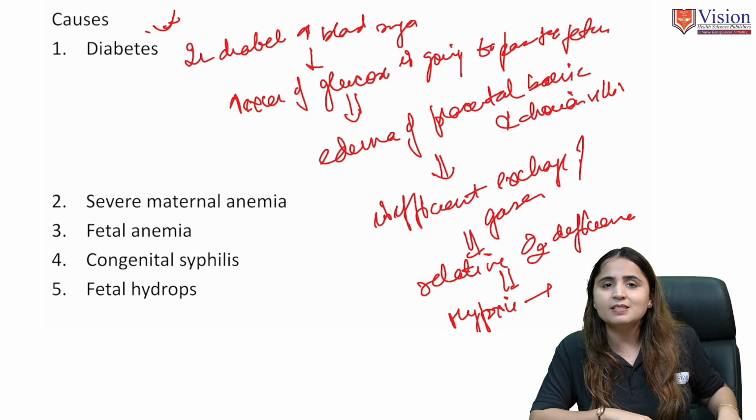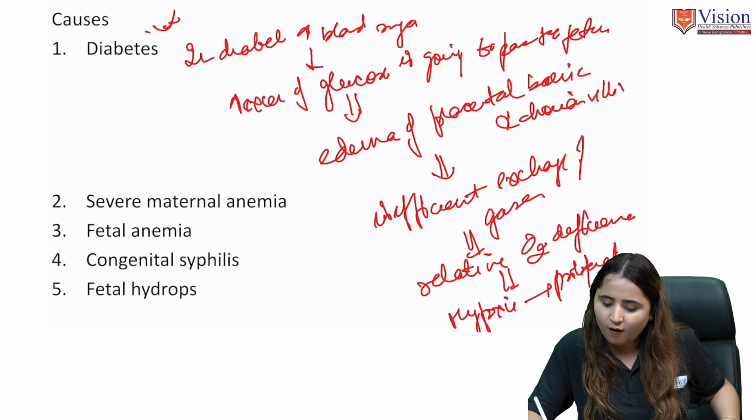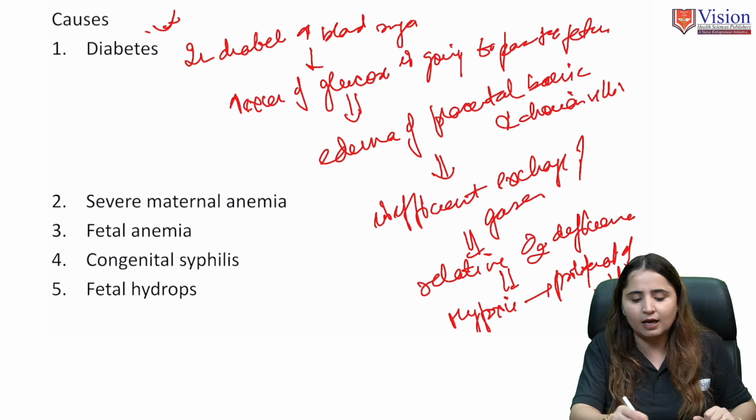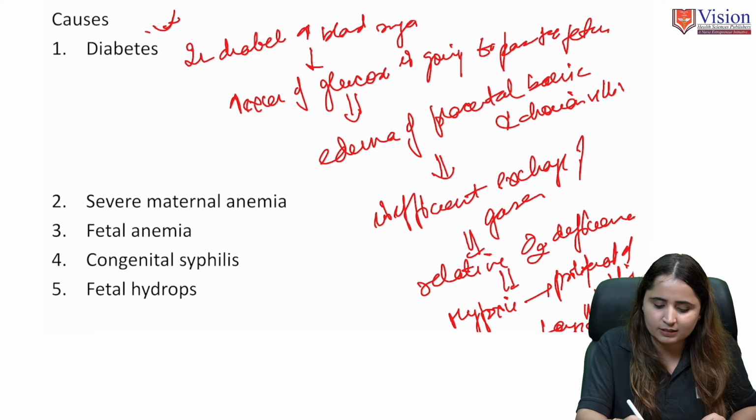To compensate for this hypoxia, there is a proliferation of villi, which will lead to the placenta being large in size. Okay, so the first reason is clear.